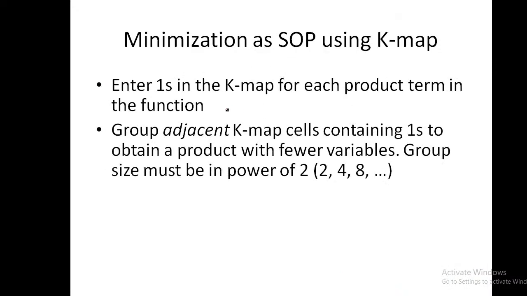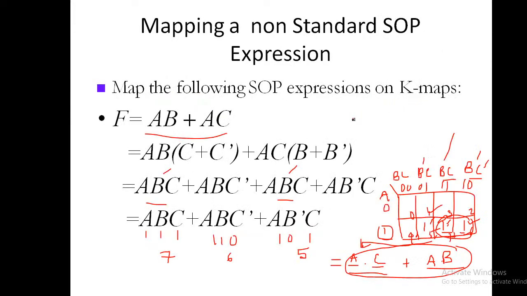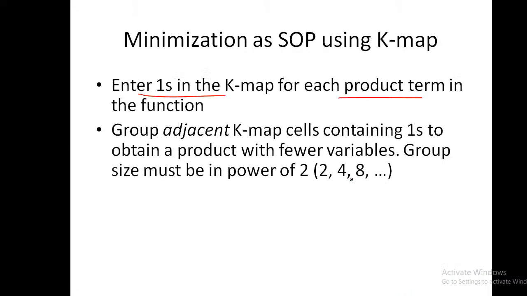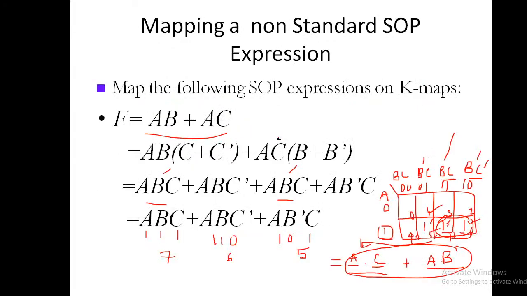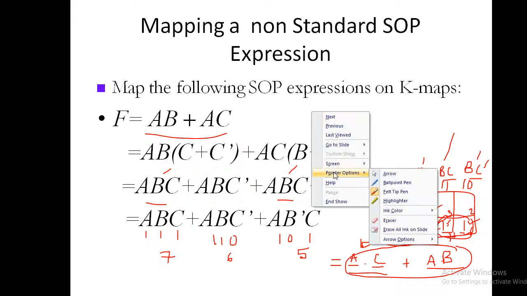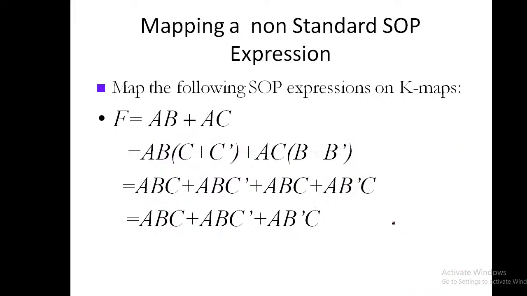So these things I have told you, you have to enter once in the Kmap for each product term. AC plus BC will be the thing. I hope this is clear to you. AC and B plus BC will be the thing. Then the adjacent ones, this is very important, adjacent, not the diagonal one, not the diagonal one.